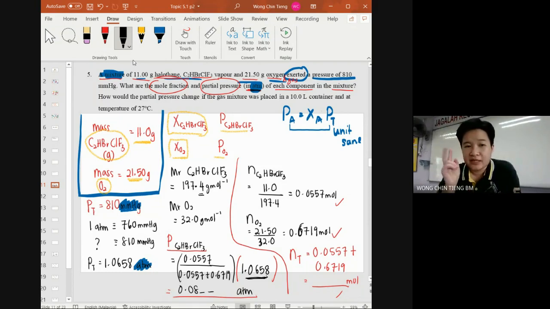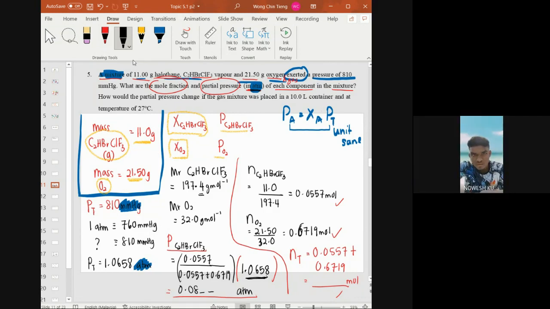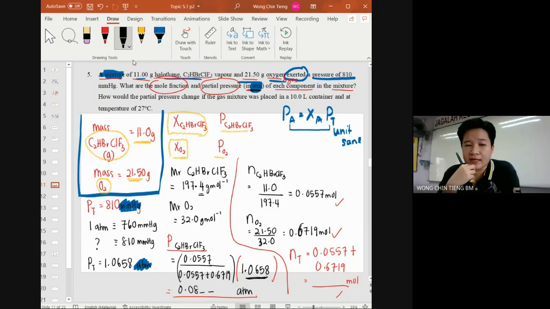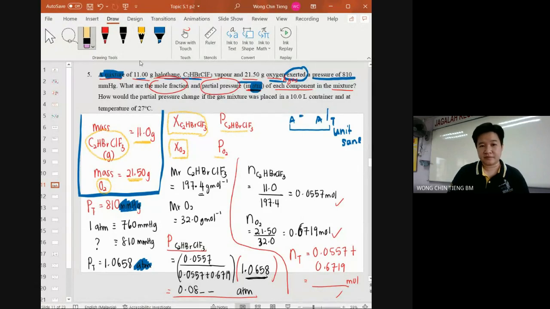My question, I have 2 things only. How do I calculate the other partial pressure? Total pressure minus the partial pressure of the other one. Why can I use the total pressure minus the partial pressure? Because you only have 2 things.